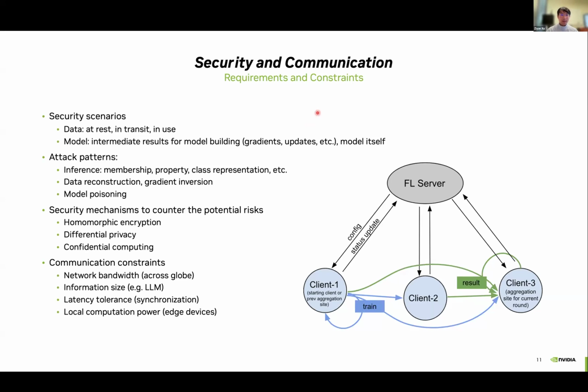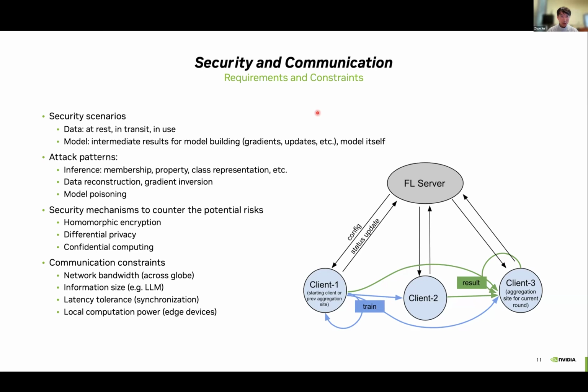Thanks for the question. For the security requirements, usually we have 3 states of the data: at rest, in transit, and in use. Models can be intermediate results that we want to protect specifically, or the model itself. And of course, we have different attack patterns to take care of. In order to counter those attacks and to satisfy the security constraints, we can have security mechanisms like homomorphic encryption, differential privacy, or confidential computing. Those mechanisms can be injected to help us satisfy the security restrictions.